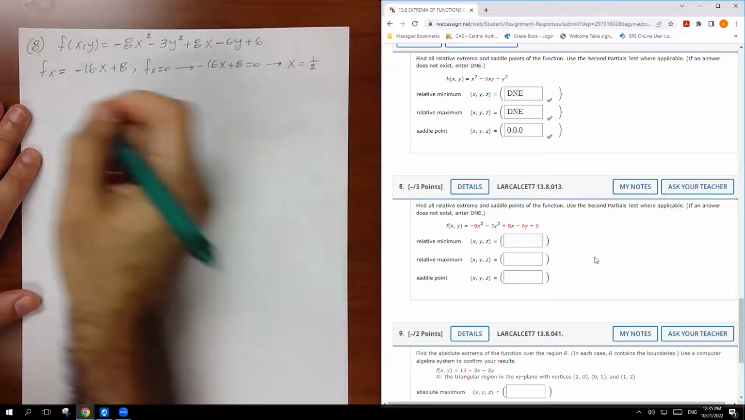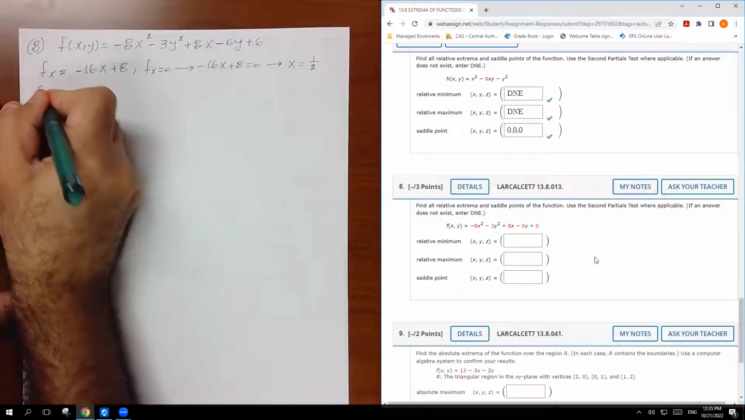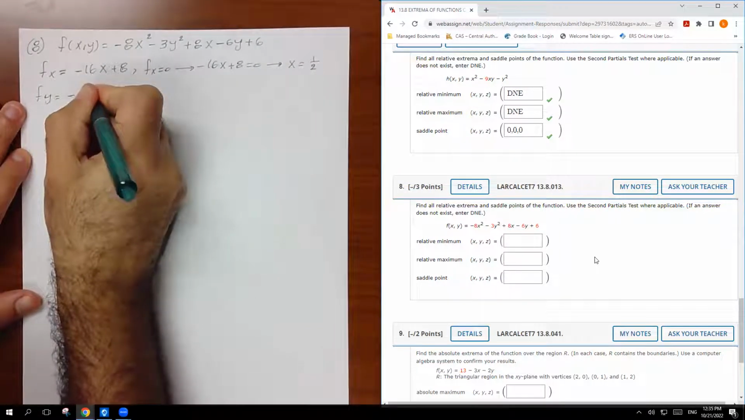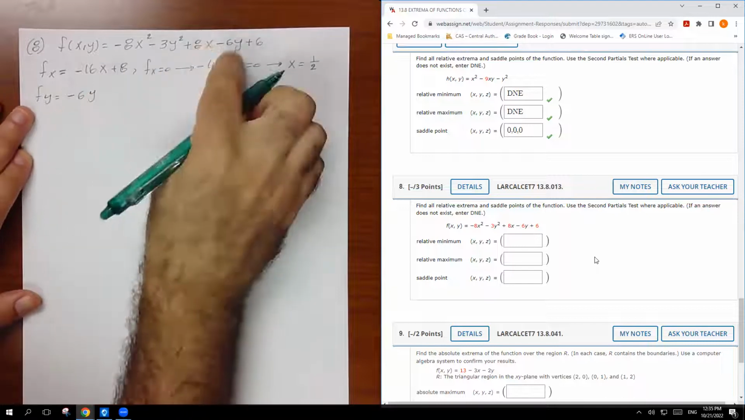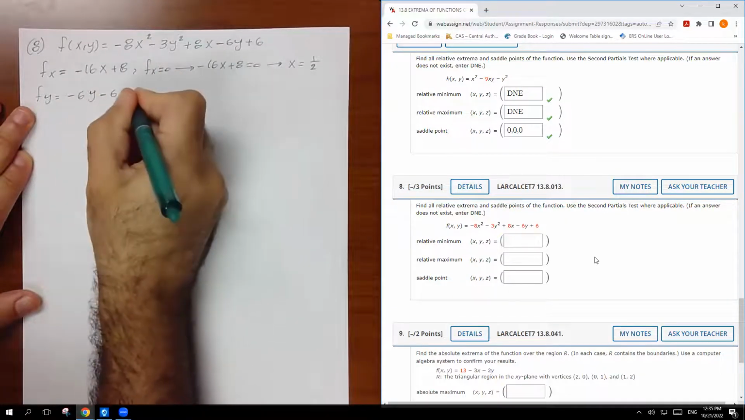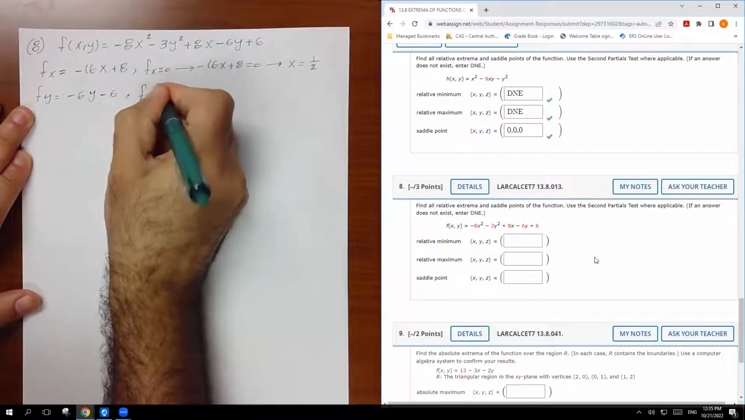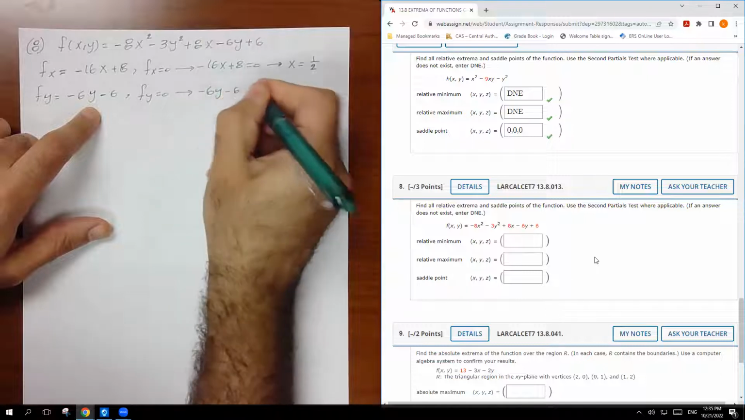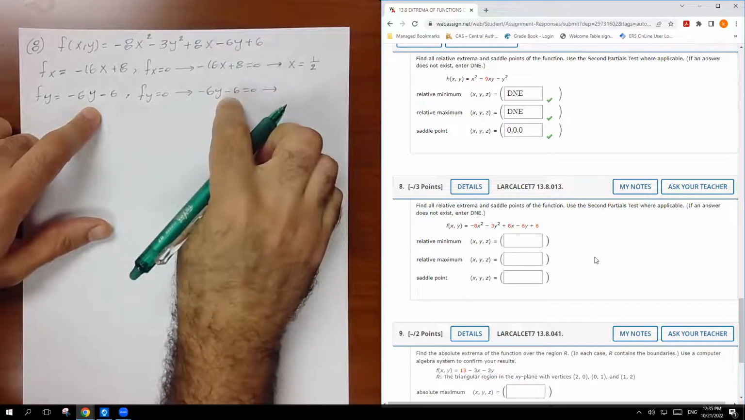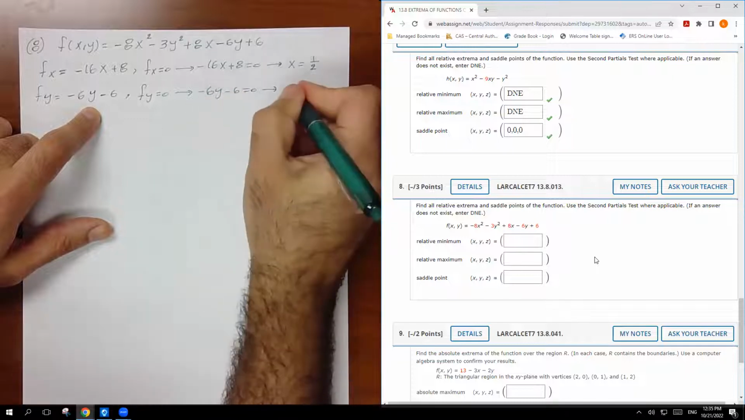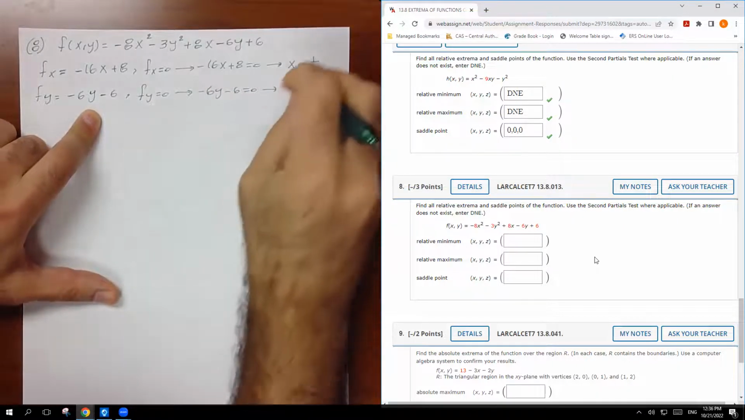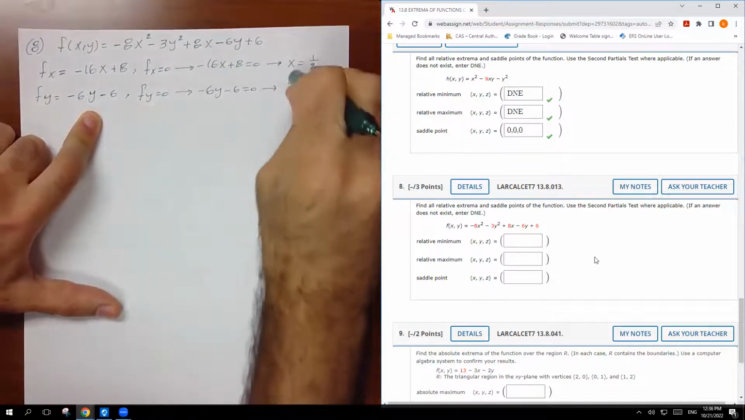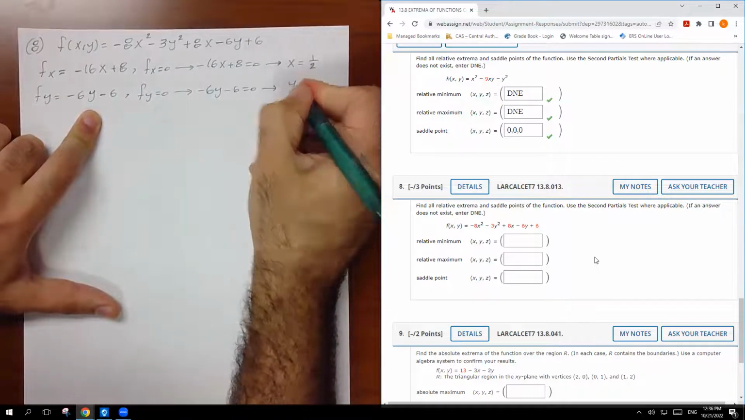This is the x. f sub y is going to be -6y minus 6. Now, f sub y equals 0. That means -6y minus 6 equals 0. In this case, y equals 6 divided by -6, so y equals -1. So we have x, we have y.